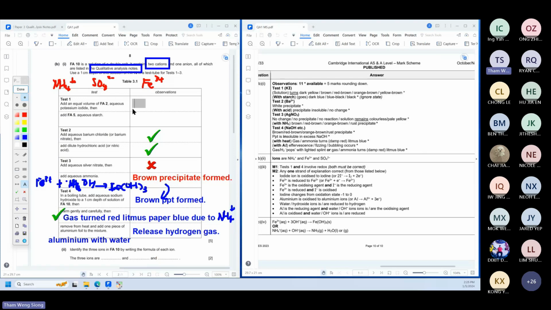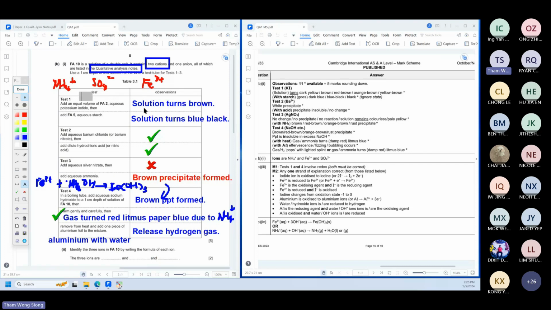Now, the biggest problem is this, where I want you guys to be careful because I noticed this a couple of times already. Add aqueous potassium iodide. What happens is that you're actually going to get a solution that turns brown. Okay. Then add aqueous starch. Solution turns blue-black. Okay. This is what happens.